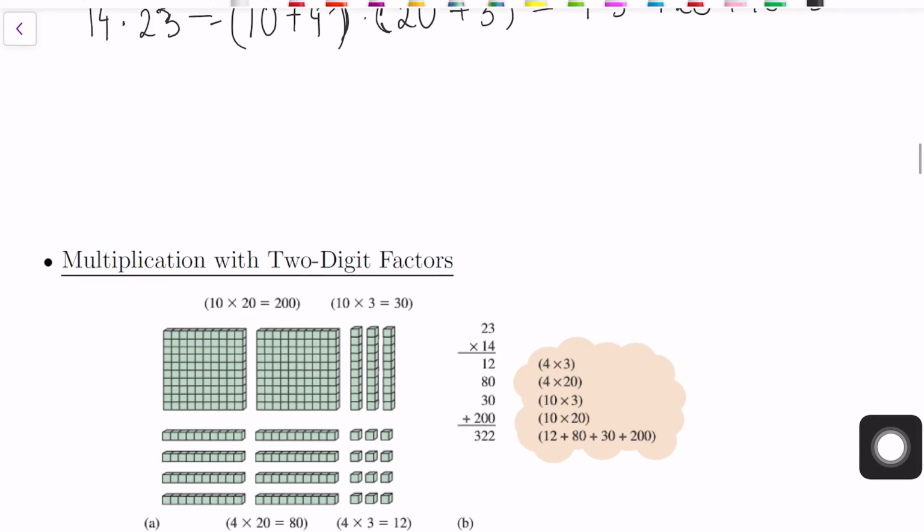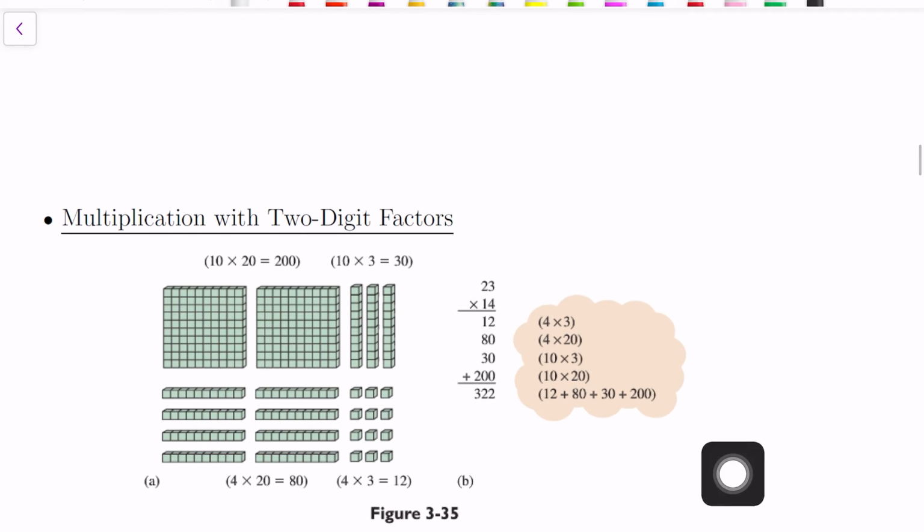But how does that play out in the concrete model? So first multiply the units by 4 times 3, which means that 3 units are now having 4 copies of 3 units. Then 4 times 20, so 20 means 2 longs, so make 4 copies of it. Okay, so 2 longs now copied 4 times.